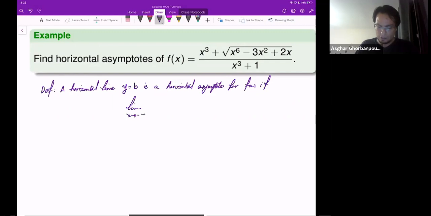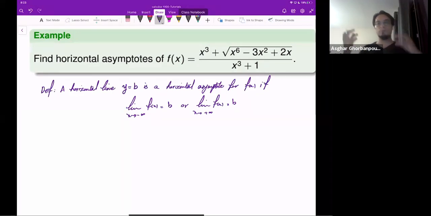Either the limit as x goes to negative infinity of that function is equal to the number b, or the limit of f of x as x goes to plus infinity is equal to that number b. In other words, to find horizontal asymptotes, we need to find the limit of the function as x goes to negative infinity or positive infinity, both of them, and see which one gives you a number. If both of them give you numbers, y equal to those numbers are horizontal asymptotes. So in this case, we are trying to find the limit of f of x. Let me write plus infinity for now.